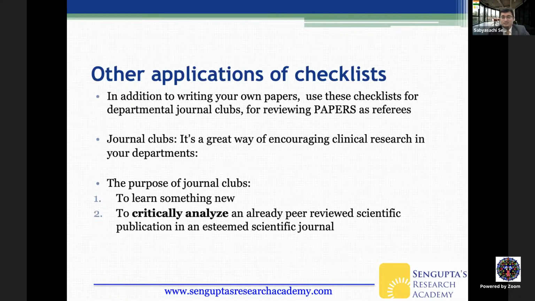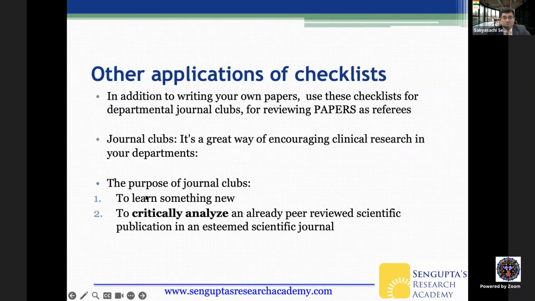If you're HODs, or even if you're a group of residents and your staff doesn't have enough time, you could all get together yourselves and sort of pick out a paper from the IJO or somewhere and try and use these checklists and see what is there and what is not there, and you will really find that there are a lot of things which the paper has missed.